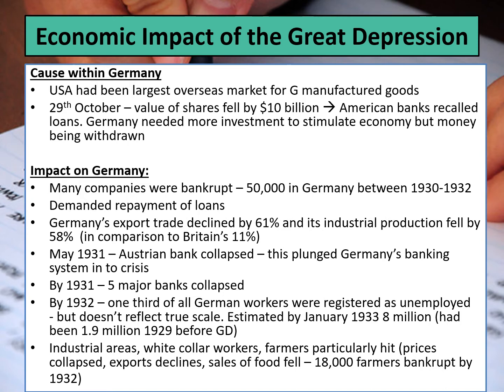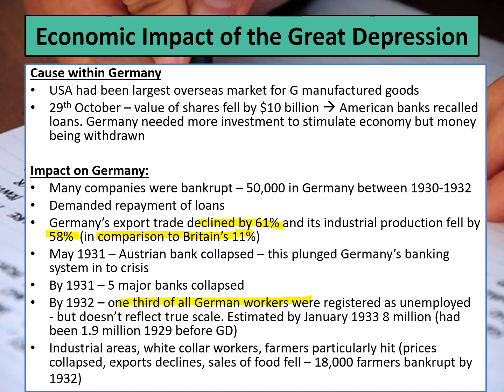Now, one of the reasons why so many companies go bankrupt is because Germany's export trade declined. You can see here that it declined by 61%. And because people aren't buying their goods, they therefore stop producing as much, and their industrial production falls by 58%. This explains why there were so many people unemployed, because they don't need as many workers if they're not producing as many goods. And even Britain was badly affected by the Great Depression. But we can see that they're not as badly affected when it comes to things like them decreasing their industrial production by 11% in comparison to Germany's 58%.